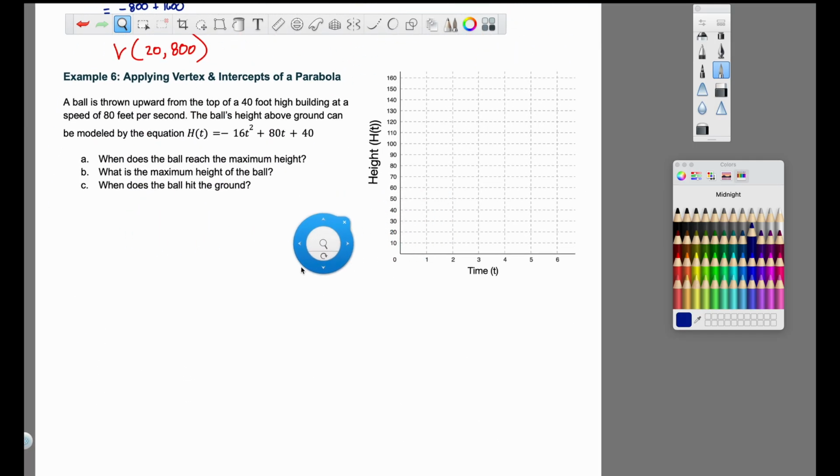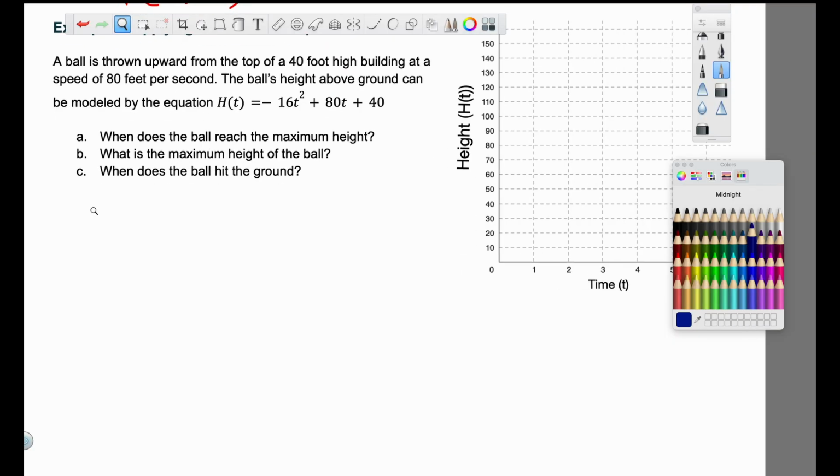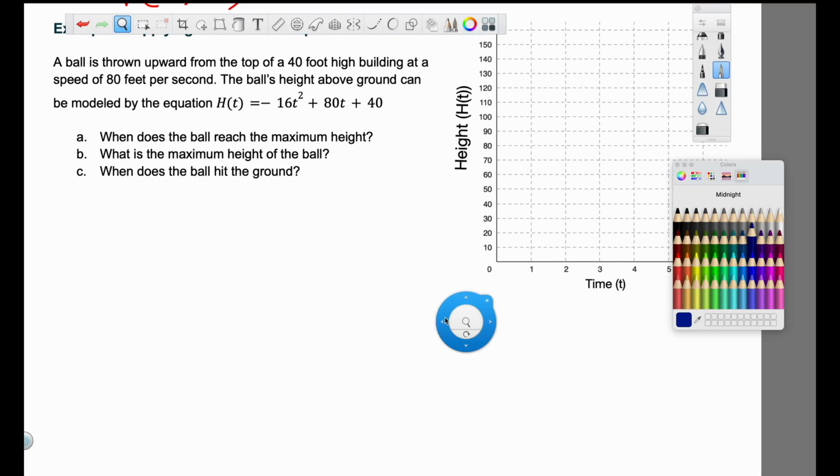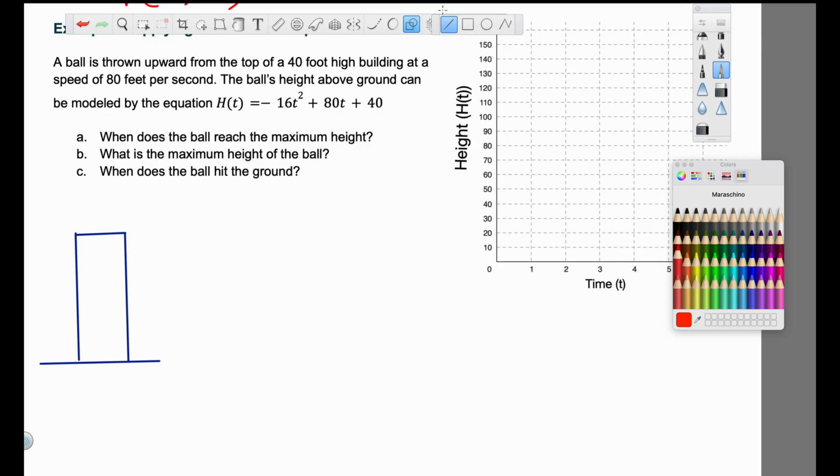Example 6, applying vertex and intercepts of a parabola. A ball is thrown upward from the top of a 40-foot high building. So we're throwing a ball up from 40 feet. The ball is thrown up, it's going to come back down, just barely miss the building, fall, and hit the ground. 80 feet per second is the speed it's being thrown vertically.